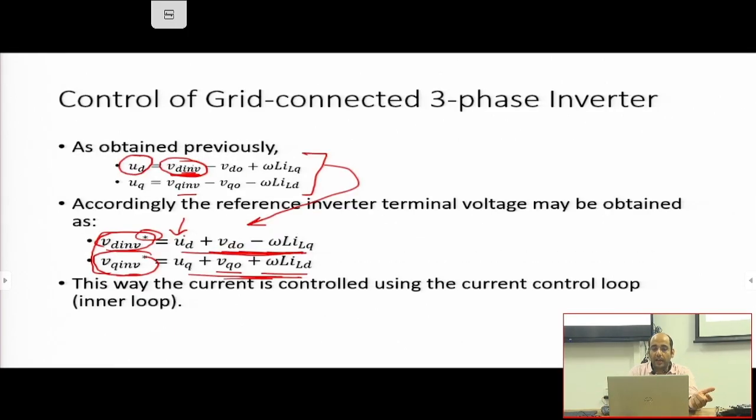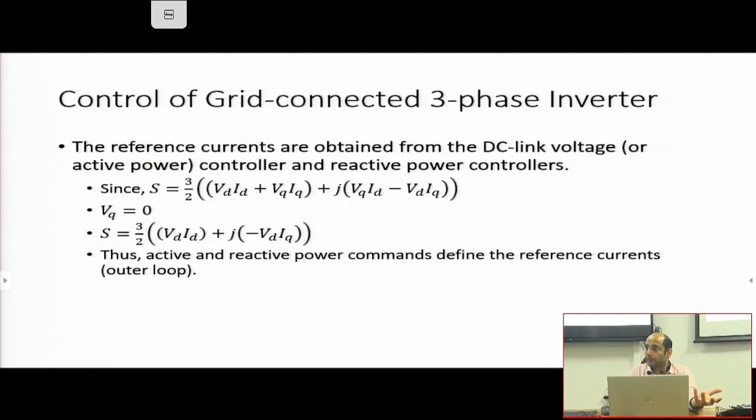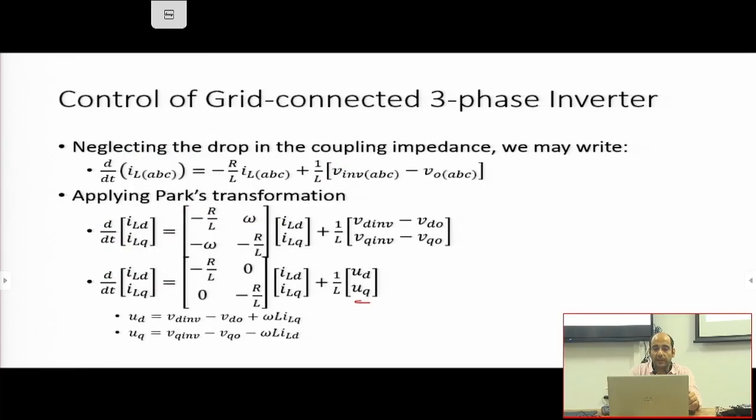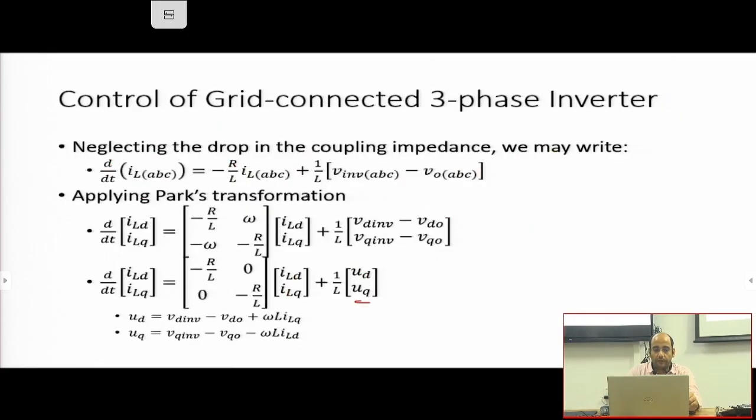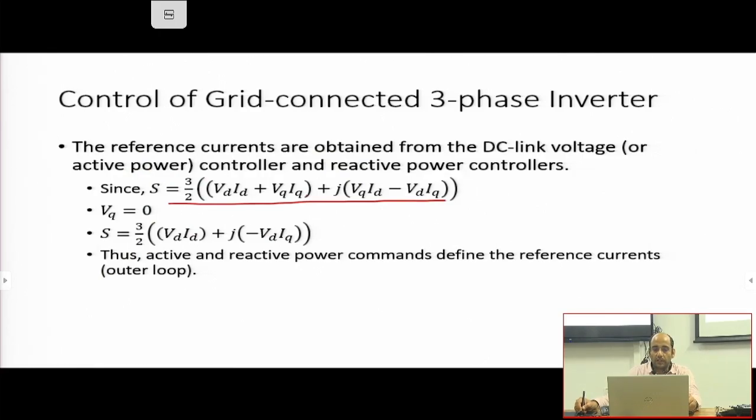Because at the end of the day, our objective is to control the power, P and Q. Correct? So the equation for P and Q is given by this. And as we already discussed in the case of a PLL, the VQ term is 0. So if you make VQ 0, this simply becomes S equal to 3 by 2 VD ID plus j times minus VD IQ. So you can see P is proportional to ID and Q is proportional, but with a negative sign, to IQ.